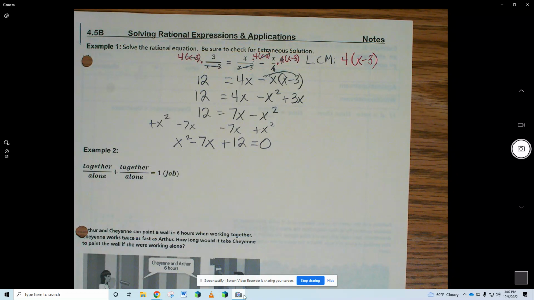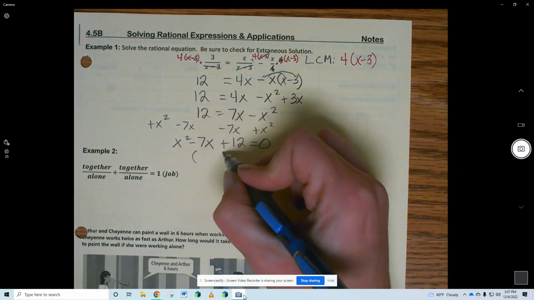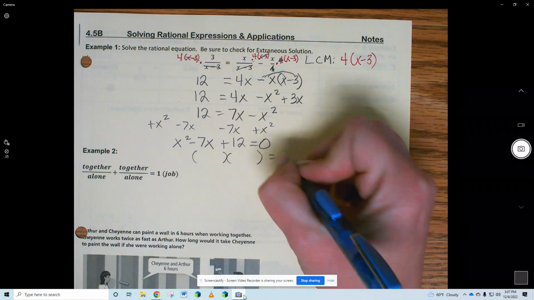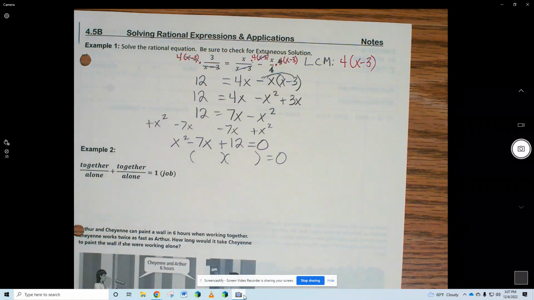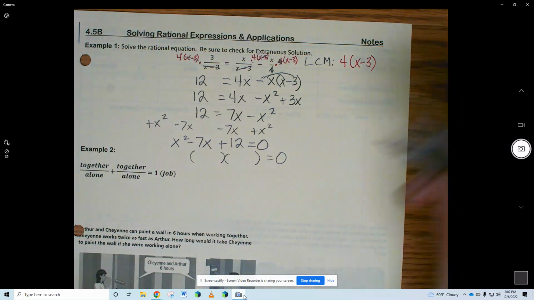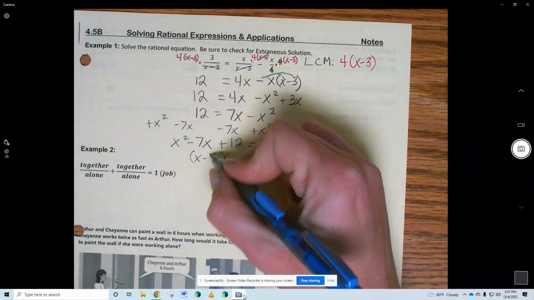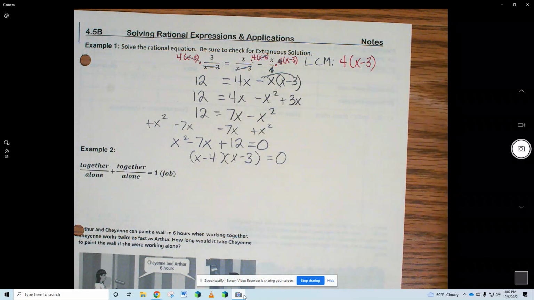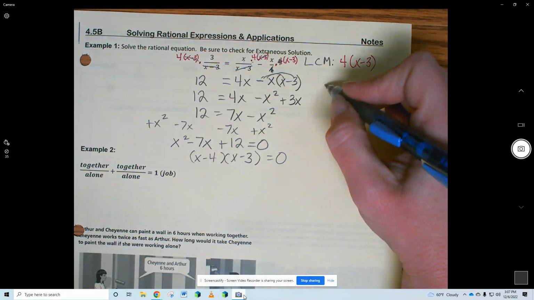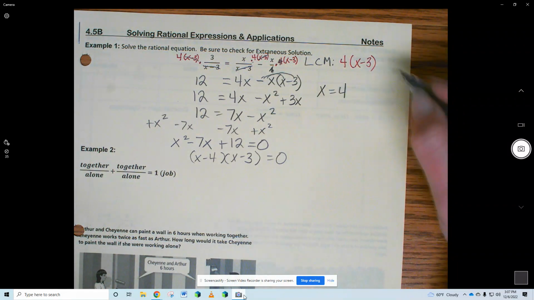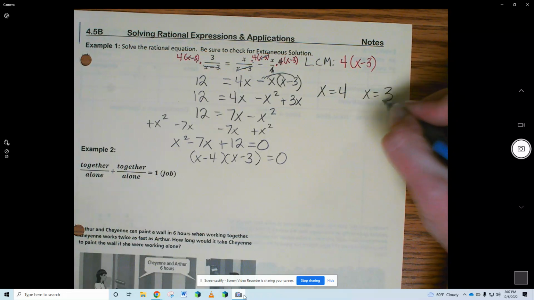Okay, factor it. Two numbers that multiply to make 12 and add up to negative 7. X minus 4, x minus 3. That means I get x equals positive 4 and x equals positive 3.